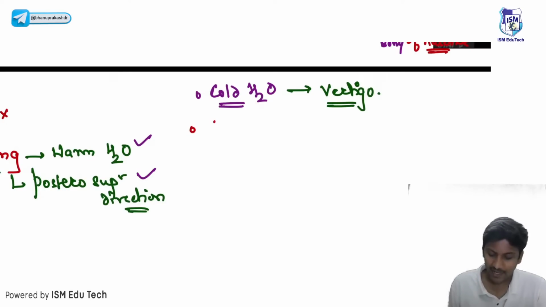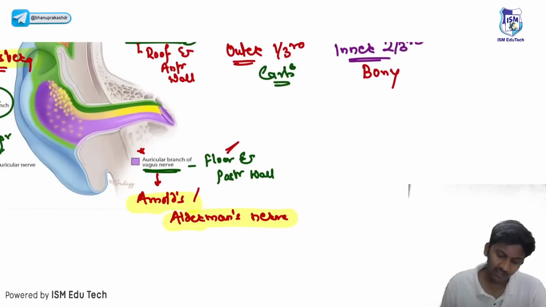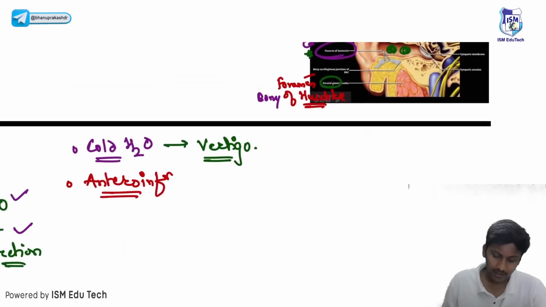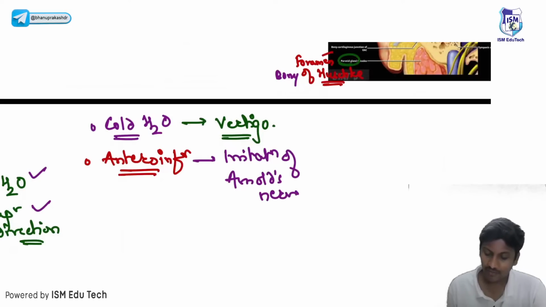If my direction is antero-inferior, not postero-superior, what will happen? I am irritating the floor. And which nerve is supplying the floor? The nerve is known as auricular branch of vagus nerve, or the Arnold's or Eiderman's nerve. Therefore, if I do the ear syringing in the antero-inferior direction, there is irritation of the Arnold's nerve. And we know Arnold's is nothing but a branch of the vagus itself.